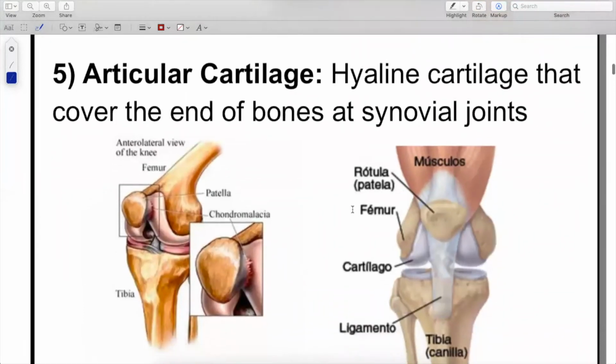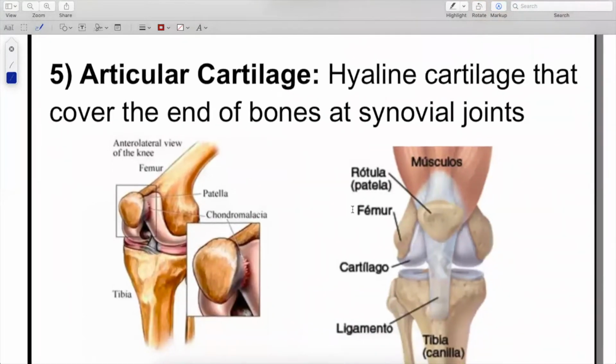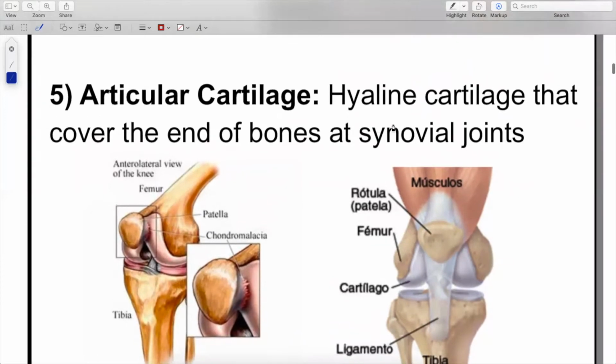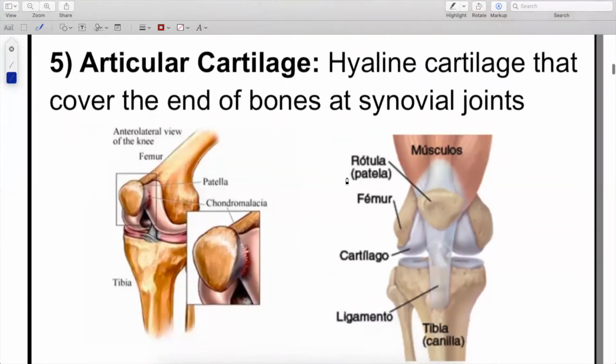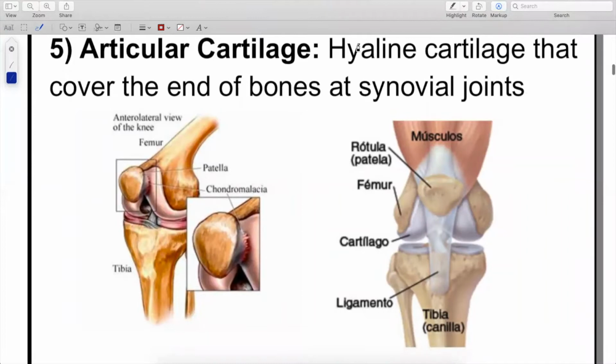And articular cartilage. That's right, going back to articulation, in those joints that are moving, things rub against each other. It has a lot of friction. Bones get worn down, and we don't want that. So we have articular cartilage. Hyaline cartilage, more hyaline cartilage, guys, notice that? Hyaline cartilage that covers the end of bones at synovial joints.